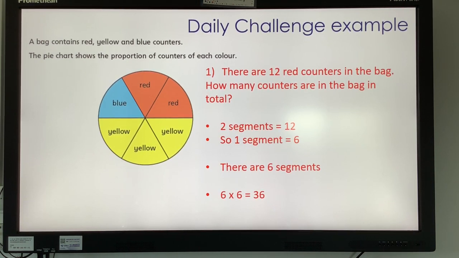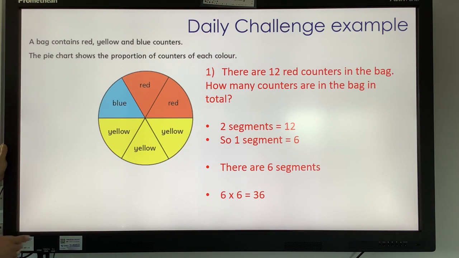So this pie chart represents a bag and that bag contains red, yellow and blue counters. The pie chart shows the proportion of counters of each colour. If there are 12 red counters in the bag, how many counters are in the bag in total?